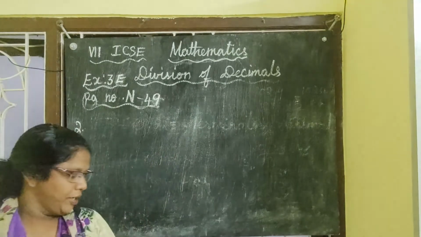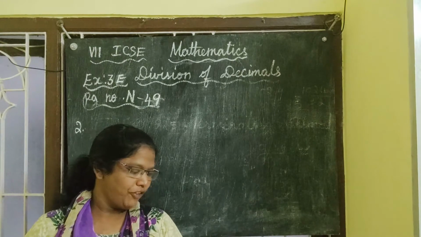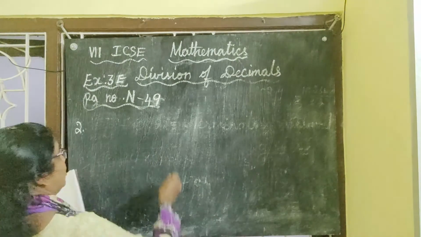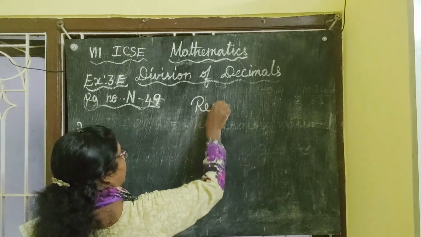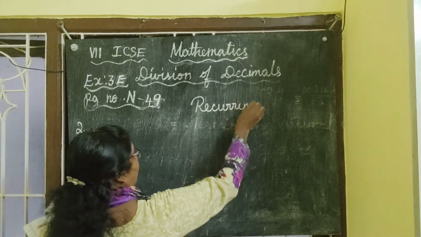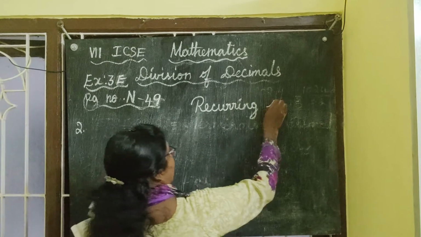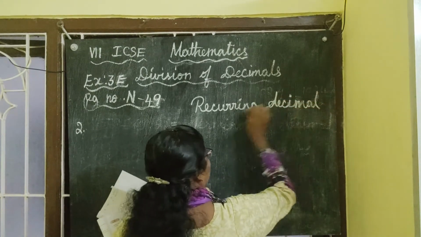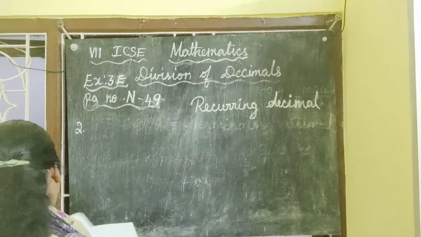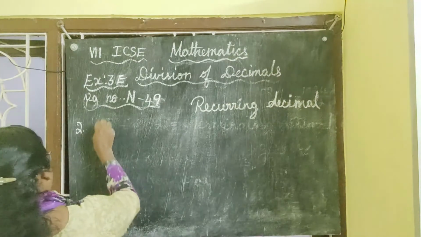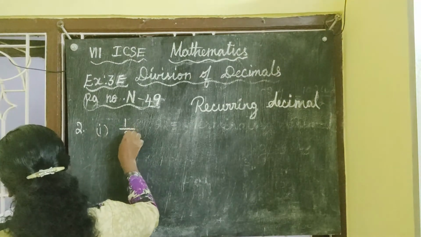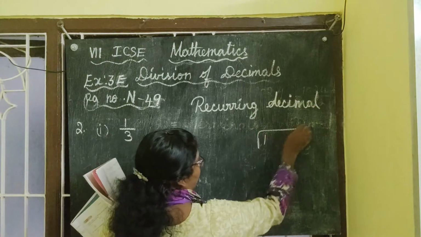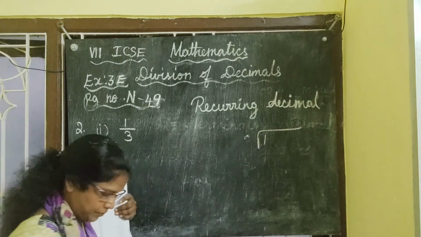Next, second one, let me read the question. Express the following fractions as recurring decimals. Okay, recurring. We must find out the recurring decimal. Okay, now let me take one sum from here. First one, 1 by 3. Okay, let me divide. 1 divided by 3.